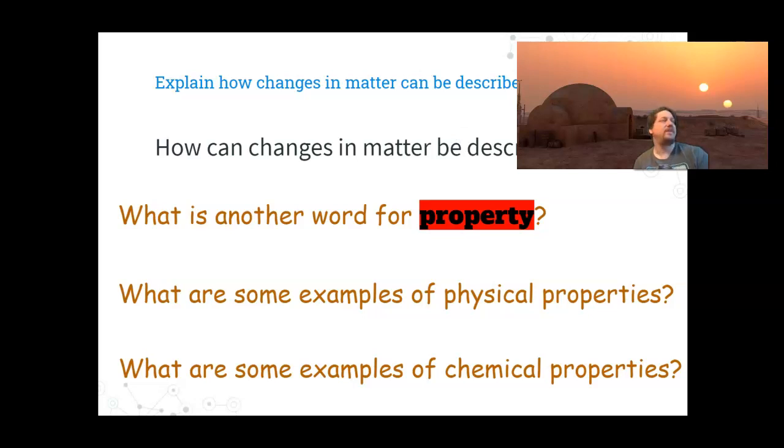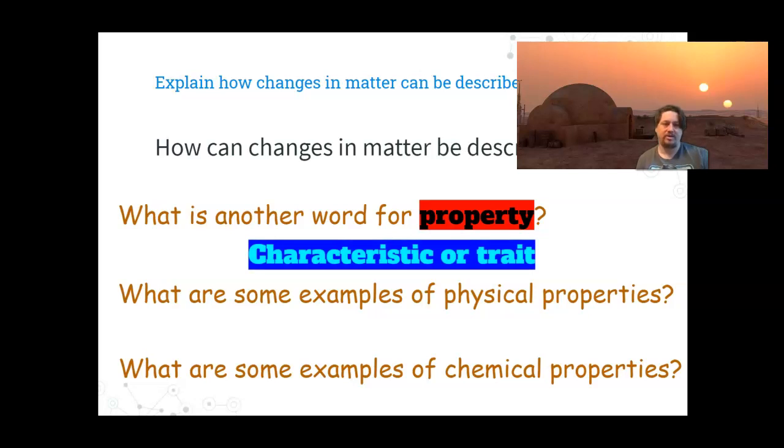How can changes in matter be described? Well, we're going to use properties. And what's another term for property? It's a characteristic or a trait. Okay? We know there's physical properties and chemical properties.